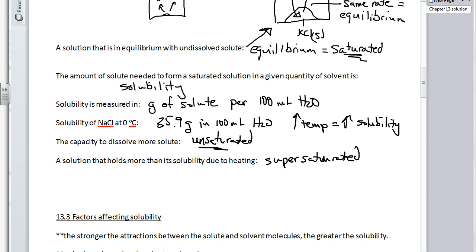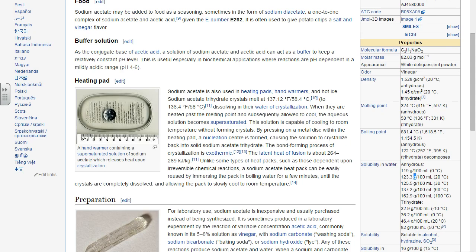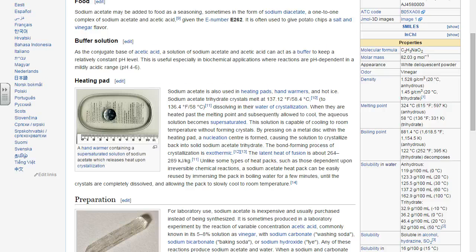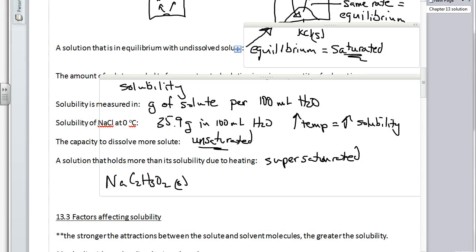Okay, and so I'm going to show you a quick little video on a solution called sodium acetate. And sodium acetate, as we know, is NaC2H3O2. Now, sodium acetate dissolves in water very, very readily. I can flip over here to this page, and here's a picture of sodium acetate right here. If I scroll down, it tells me sodium acetate has a solubility of 119 grams in 100 milliliters of water. So this thing's got a fantastic solubility.